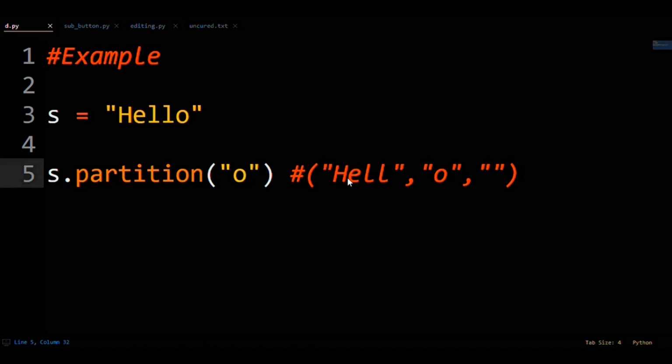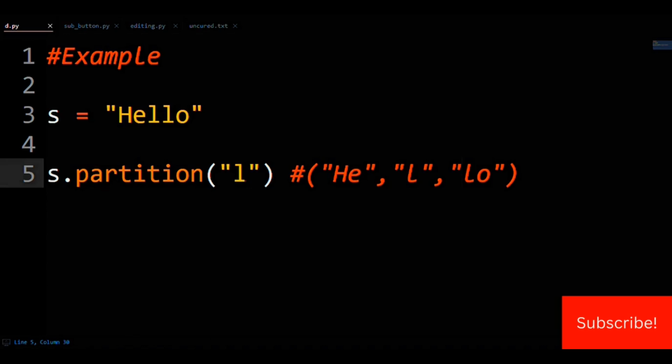Similarly, if you partition on the letter at the start of the string, the part before the separator character will be empty. If you partition with a string that appears more than once, the first occurrence of the string is selected, so partitioning on L will get you a tuple with the string he, then the string L, finally the string lo. Finally, if you partition with a string that doesn't appear in the string, you'll get a tuple where the first element is the entire string, and the other two elements are empty strings.